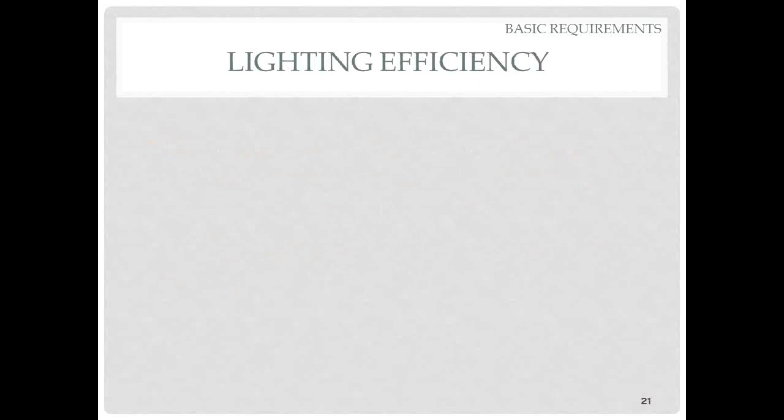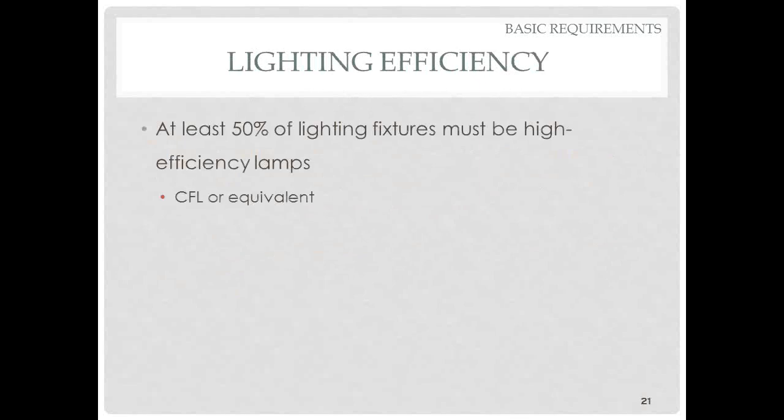Also new this year is a requirement for lighting efficiency. At least 50% of the lighting fixtures in your scope of work must be high efficiency lamps, which basically means something better than a standard incandescent, so a compact fluorescent or equivalent. You are allowed to meet this requirement with screw-in compact fluorescents. They do not need to be hardwired.